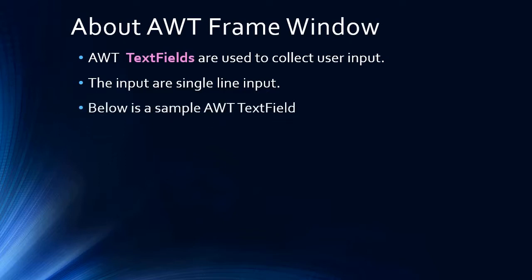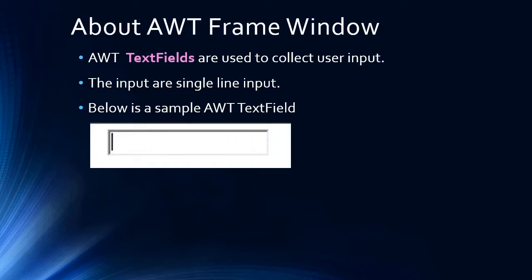So below is a sample AWT text field and it will look like this. Initially the cursor will be at the left side of the text field, and once the user starts typing, the characters appear from left to right. So they can enter the input in a single line. Text fields are not useful for capturing multi-line input. Whatever the user can specify in a single line, they can specify using these text fields. The class used to create these text fields is TextField.